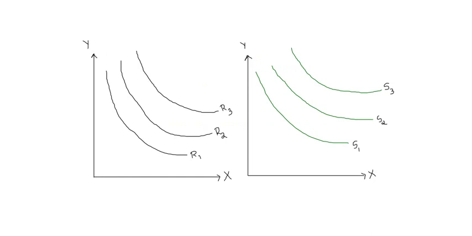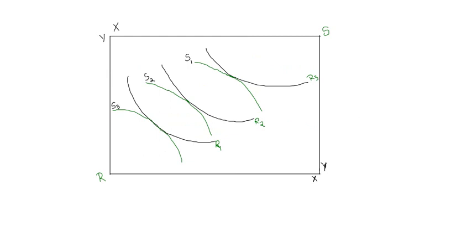So let me take you to the diagram of Edgeworth box and let me introduce you to the concept. So in this Edgeworth box, you can see the situation of both individuals R and S simultaneously. How do you understand this? For that you need to look at the bottom left corner. When you look at the diagram from the bottom left corner, you will see the indifference curve map of Mr. R, and when you look at the diagram from the top right corner, you will see the indifference curve map of Mr. S.